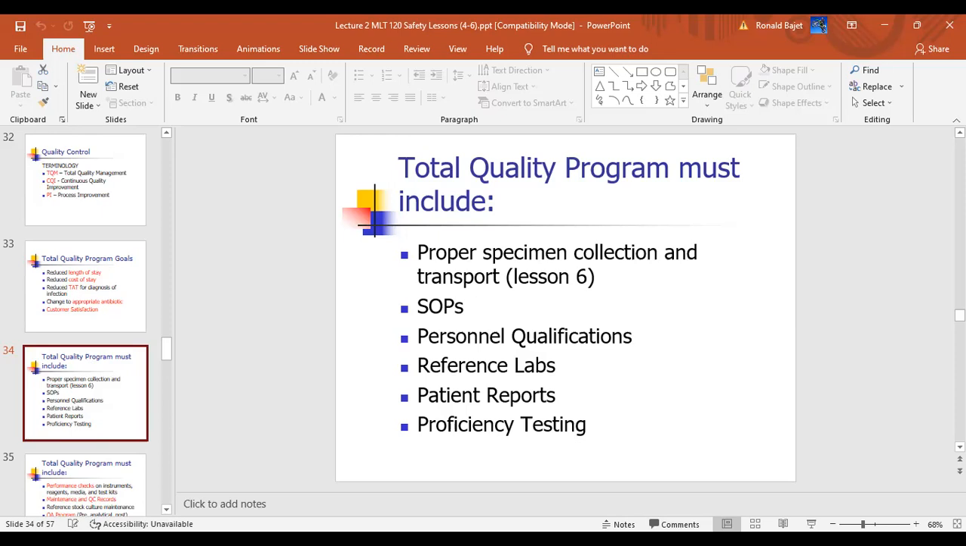Performance of checks on instruments is what they'll also look for. Maintenance and QC records, and a QA program where you look at pre-analytical testing, analytical testing, and post-analytical testing. Pre-analytical is like blood drawing and processing of the specimen. Analytical is actual testing and looking at the QC, and post-analytical is how long you keep specimens in your refrigerator in case you have to do an investigation.